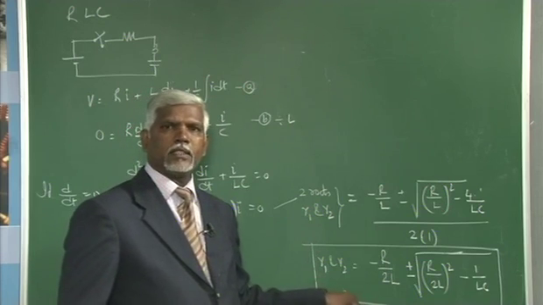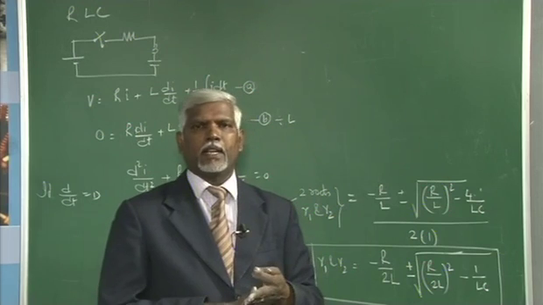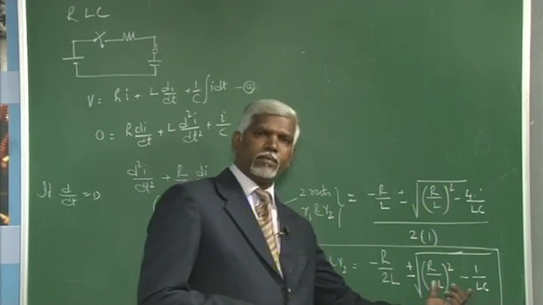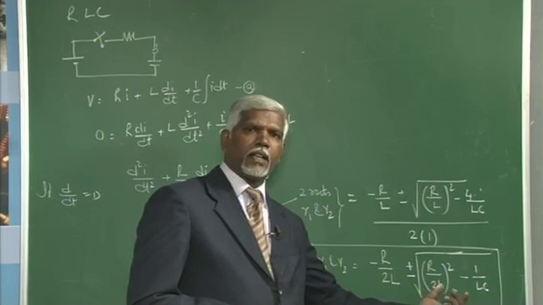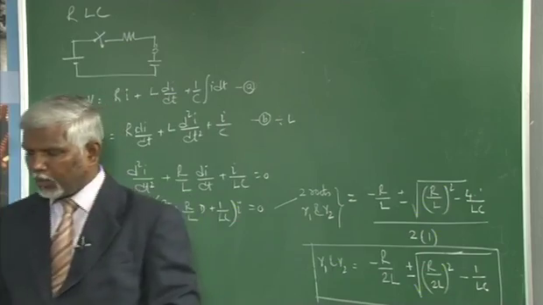We will extend this in the next class. So case 1, case 2, case 3: overdamped, underdamped and critically damped circuits, depending on the term inside the root. R by 2L whole squared can be greater than, less than or equal to 1 by LC, and this decides what type of circuit it is.